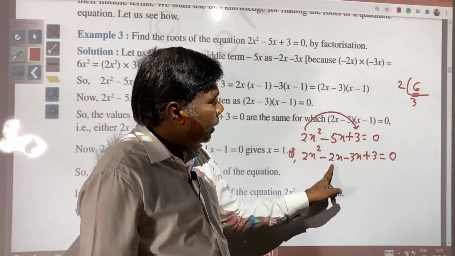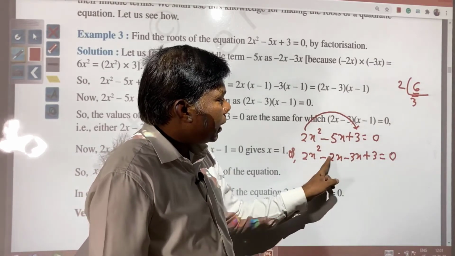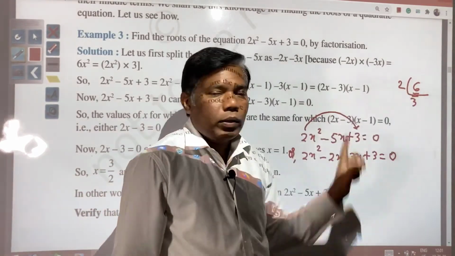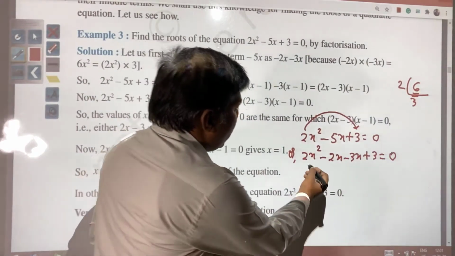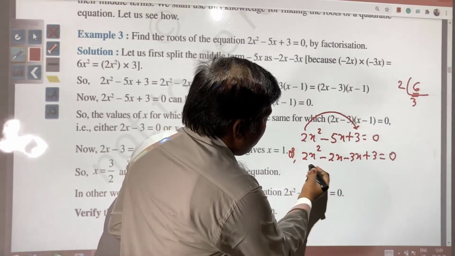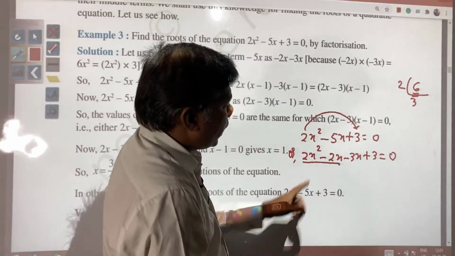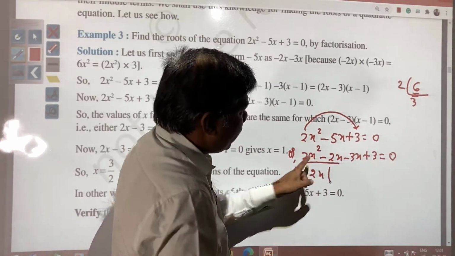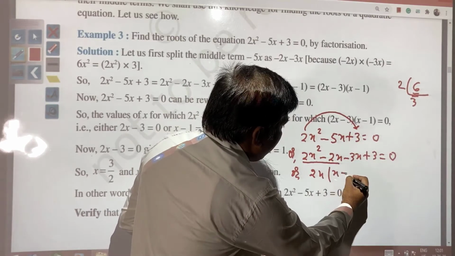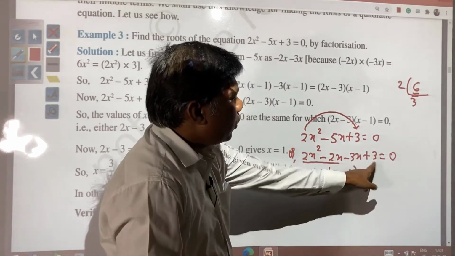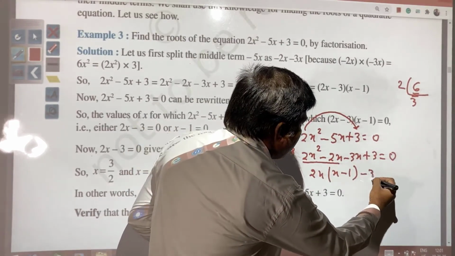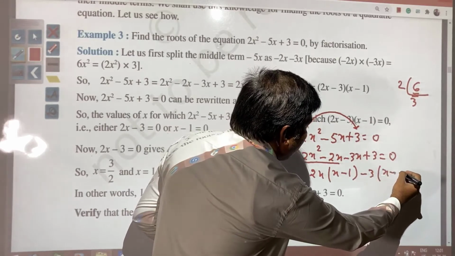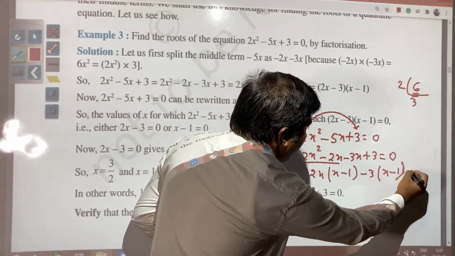If you are multiplying this, you will get 2 threes are 6, minus and minus plus. So 6 you are getting. Now in this 2x square minus 2x, what common can you get? You can get common 2x, and you will be left with x minus 1. Here you have common minus 3. So you will get x minus 1 and that is equal to 0.